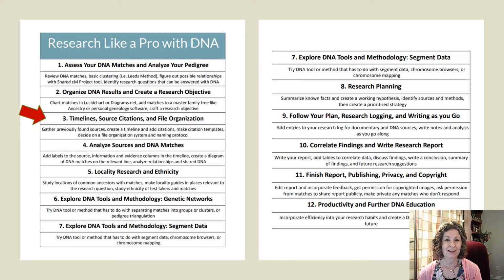Well, this is our Research Like a Pro with DNA steps flowchart, and you can see that citations are going to be really helpful in several places. For instance, we teach citations when we're creating our timeline, when we're looking at all the sources that we've previously found. And then we'll need to create citations as we experiment with DNA tools. We'll do citations as we do our research plan, and as we follow that plan, research logging, and then finally as we're writing up our report. So we teach citations early on so that we can use them in all of the different parts of the Research Like a Pro with DNA process.